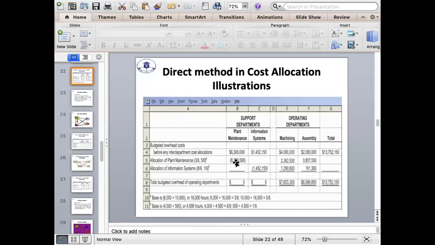6.3 million, we allocate here and here. How we got this number? On the basis of the base, we got this number. So what is the base? The base is here, 6,000 plus 10,000. 6 plus 10 is the total, which is 16. So 6 divided by 16, 10 divided by 16. 6 and 10.